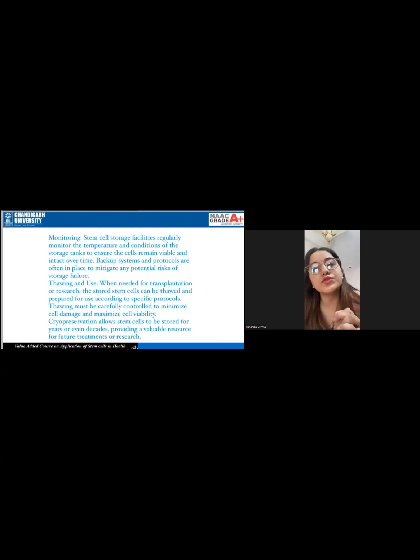So it could be for future research, it could be possible for research purposes also. We need it for PhD students, if the research is there and they need these cells, the proper storage has been done, and then it is given to the further applicant. And cryopreservation allows stem cells to be stored for decades. We can store the stem cells for 10 years also, for viability.